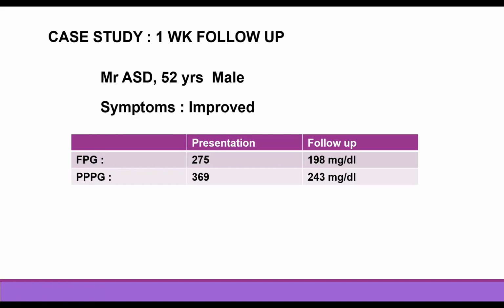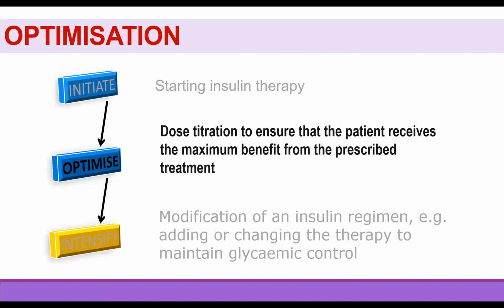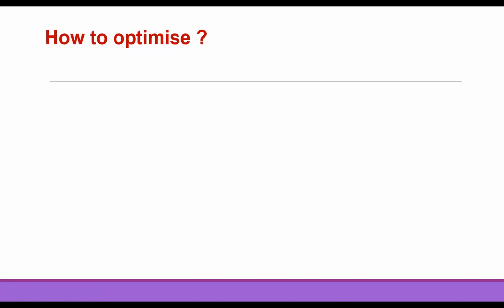So what will we do next? The next part is the optimization. It is the dose titration to ensure that the patient receives the maximum benefit from the prescribed treatment. Optimization means we have to increase the dose so that the fasting plasma glucose comes within the normal range or the target range. So how to optimize?